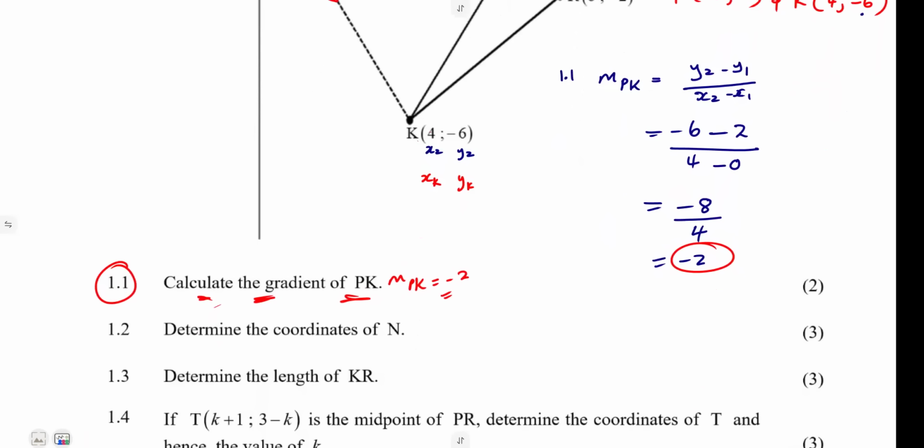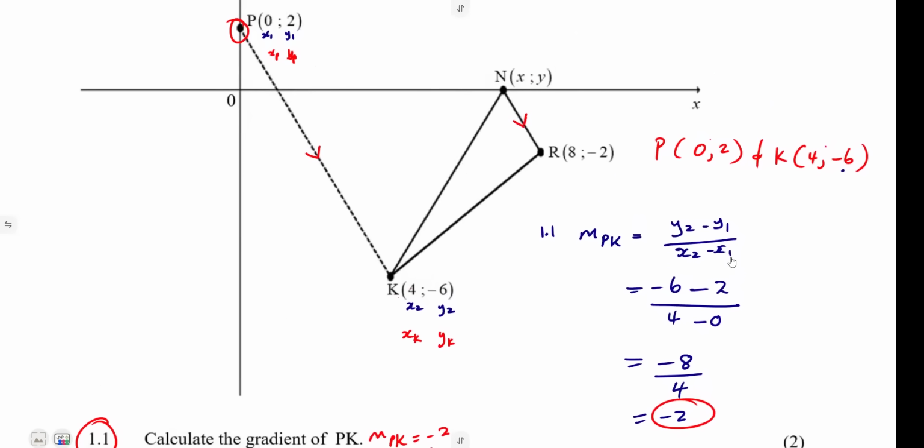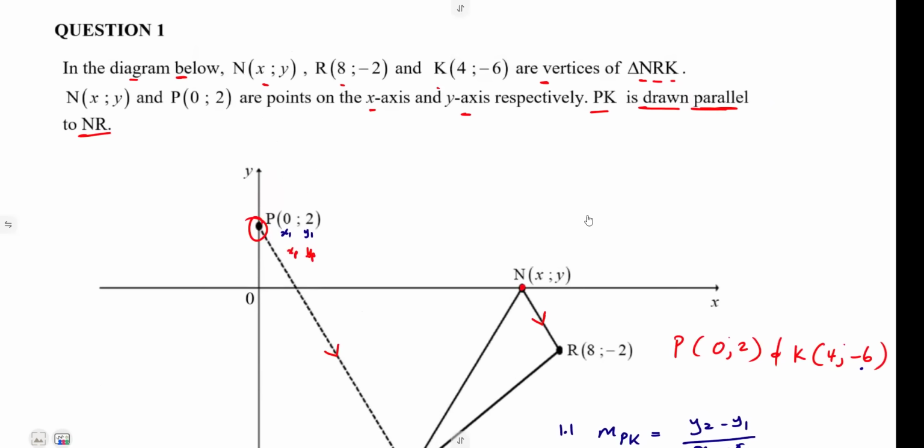All right, let us move on to the other part. Determine the coordinates of N. N is here. That is where our point N lies, on the x-axis, as we are also given before here that N and P are points on the x-axis and y-axis respectively. So N lies on the x-axis.